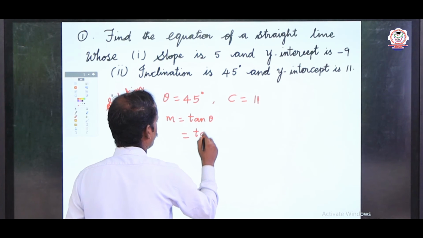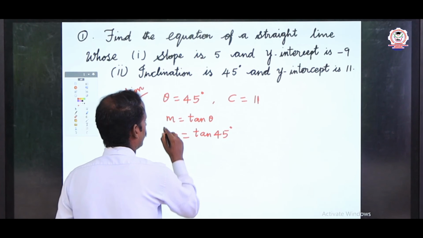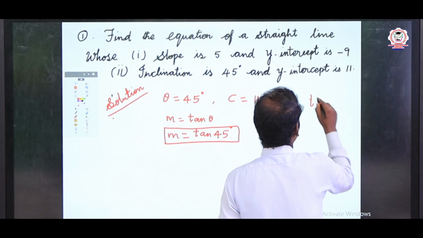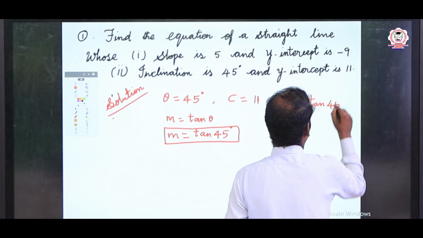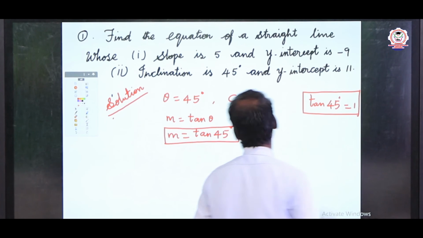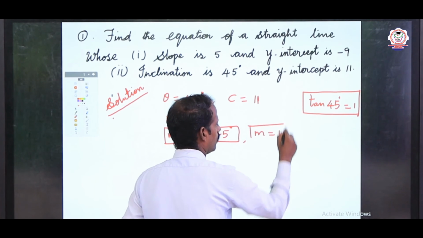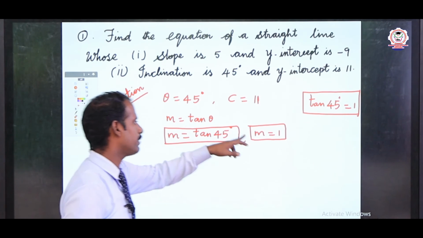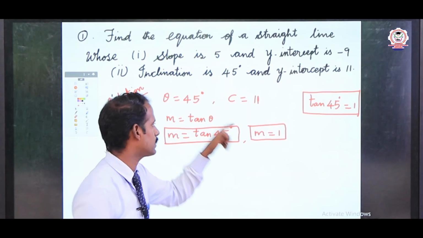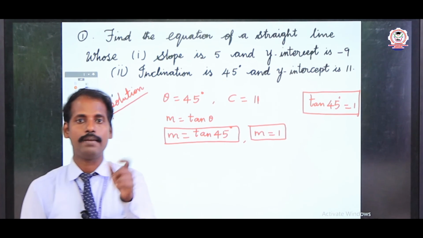Now theta value is 45, so tan 45. What is the tan 45 value? Yes, tan 45 value is 1. So now slope m equal to 1. Now we know the given values: m slope equal to 1 and c y-intercept is 11. Now the equation of the straight line is y equal to mx plus c.